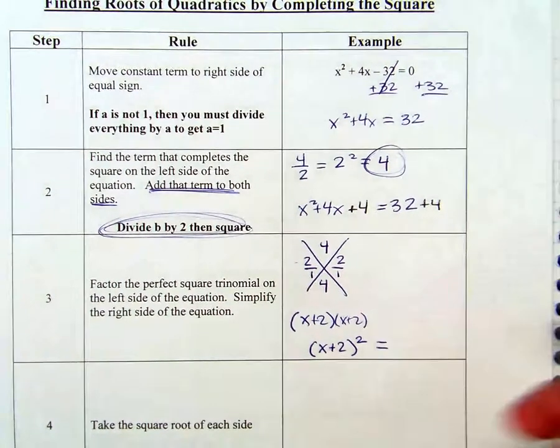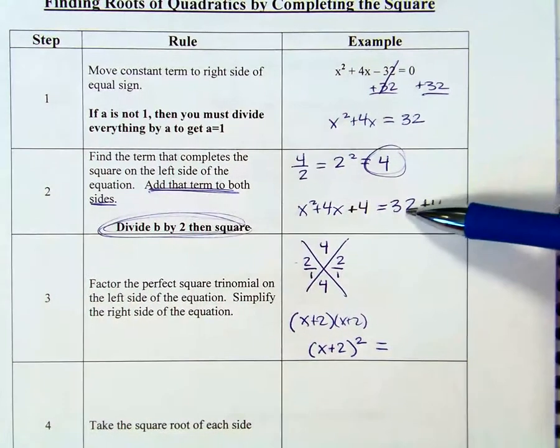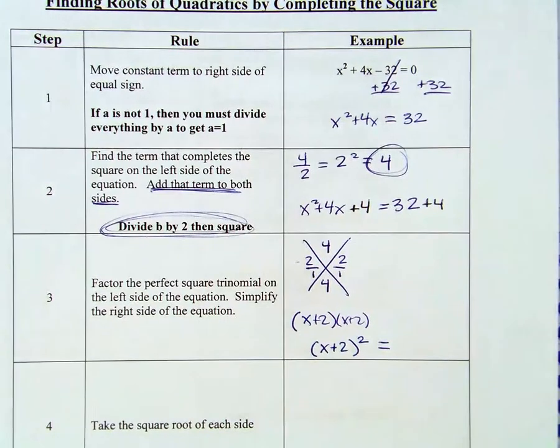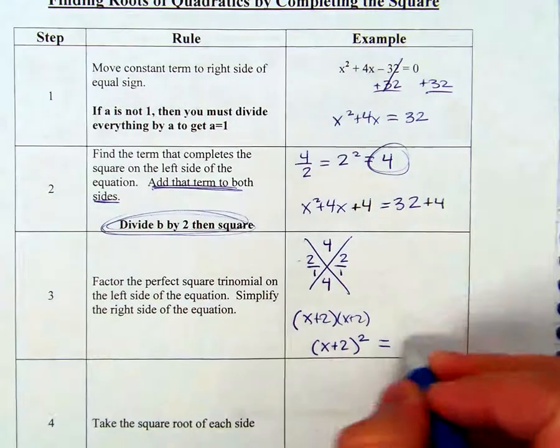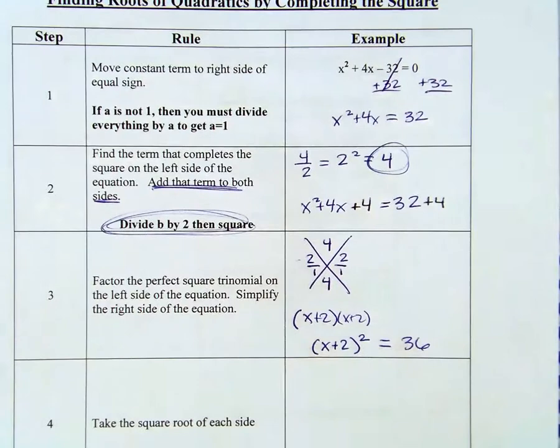On the other side of the equation, it's really simple. On the right side, we had 32 plus 4. What's 32 plus 4? 36. Okay. All of that work is setting everything up. We haven't actually started solving anything yet. From here on out, every step we do is solving to find out what x is.